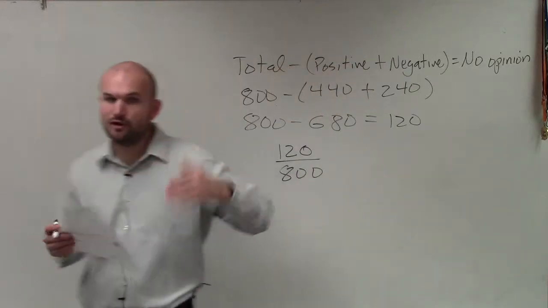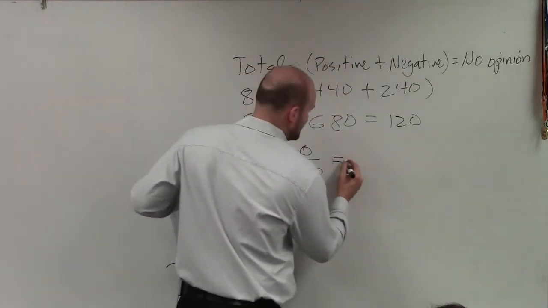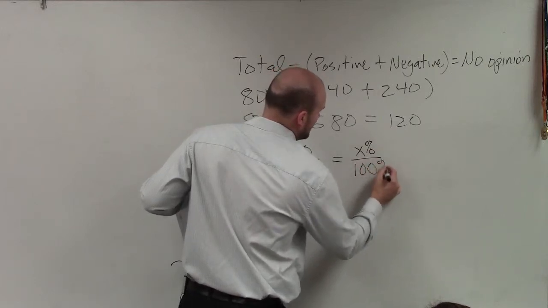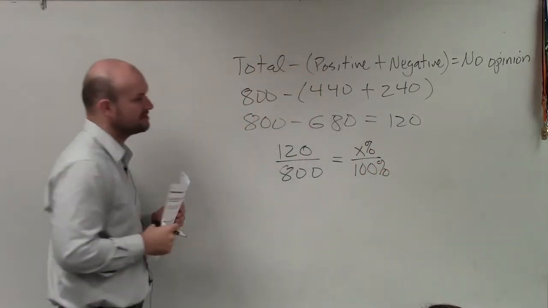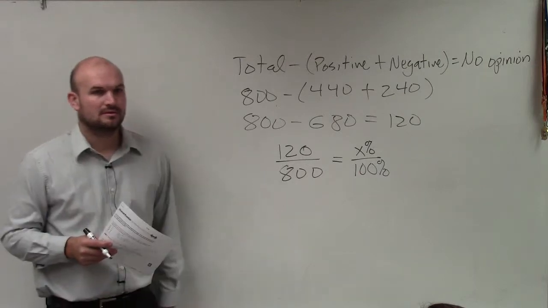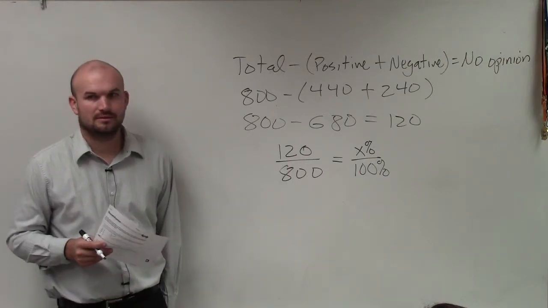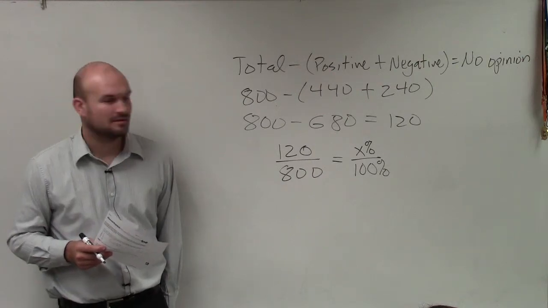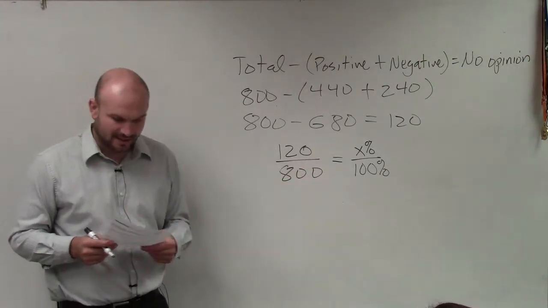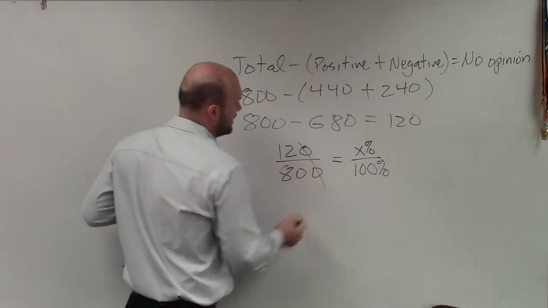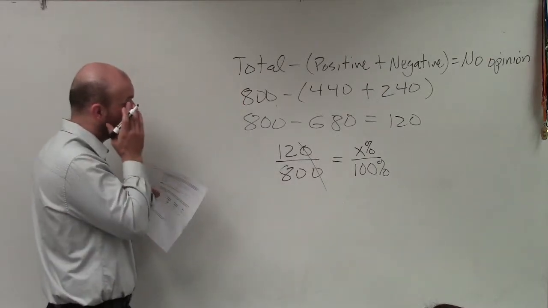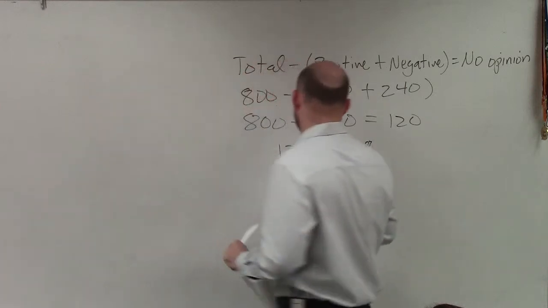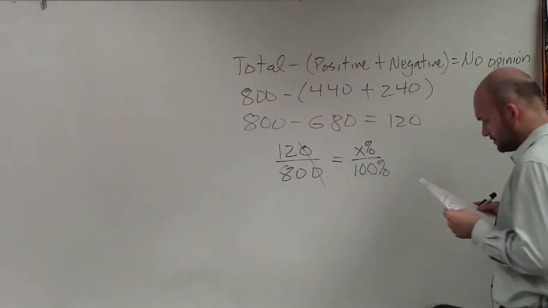So part over whole is equal to the percent over 100%. Makes sense? All right. Then I can simply go ahead and apply my cross product.